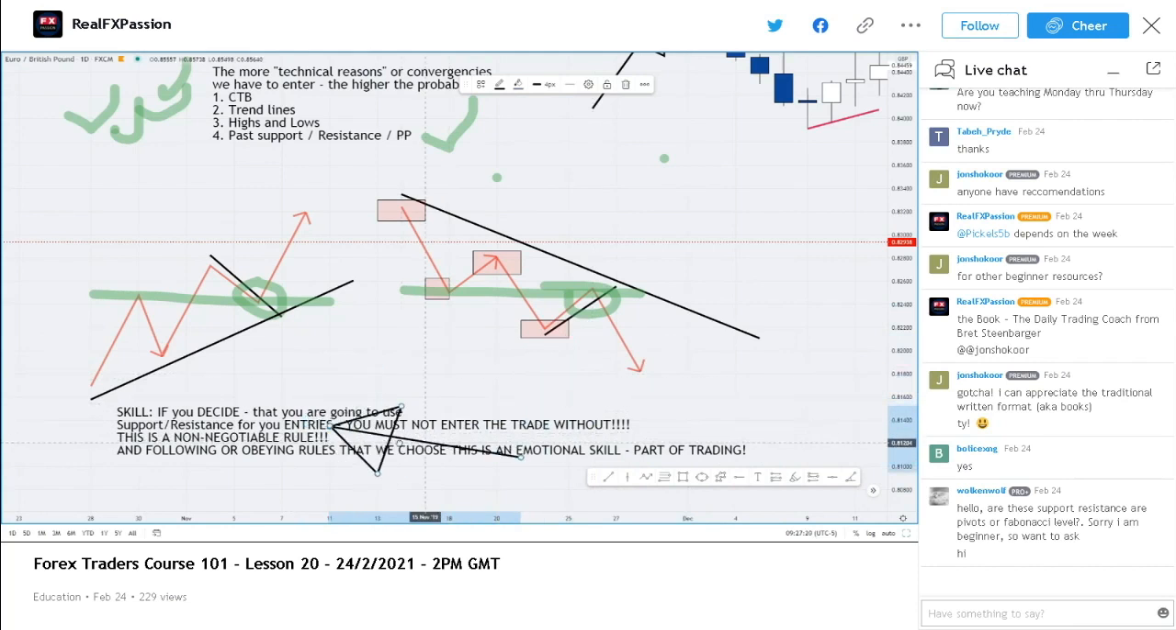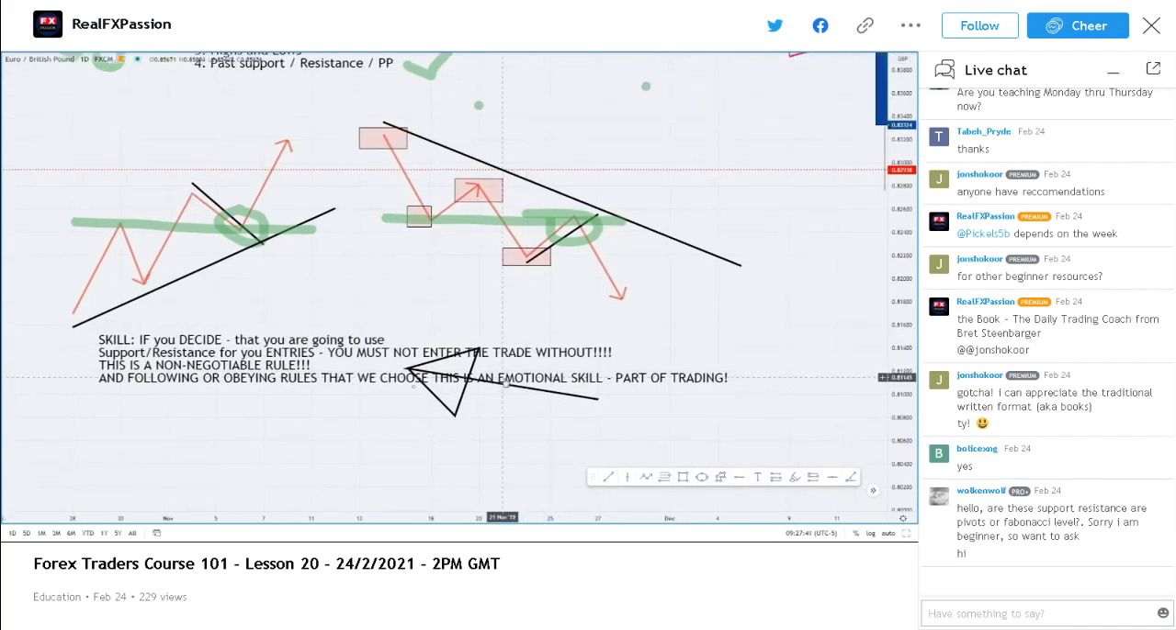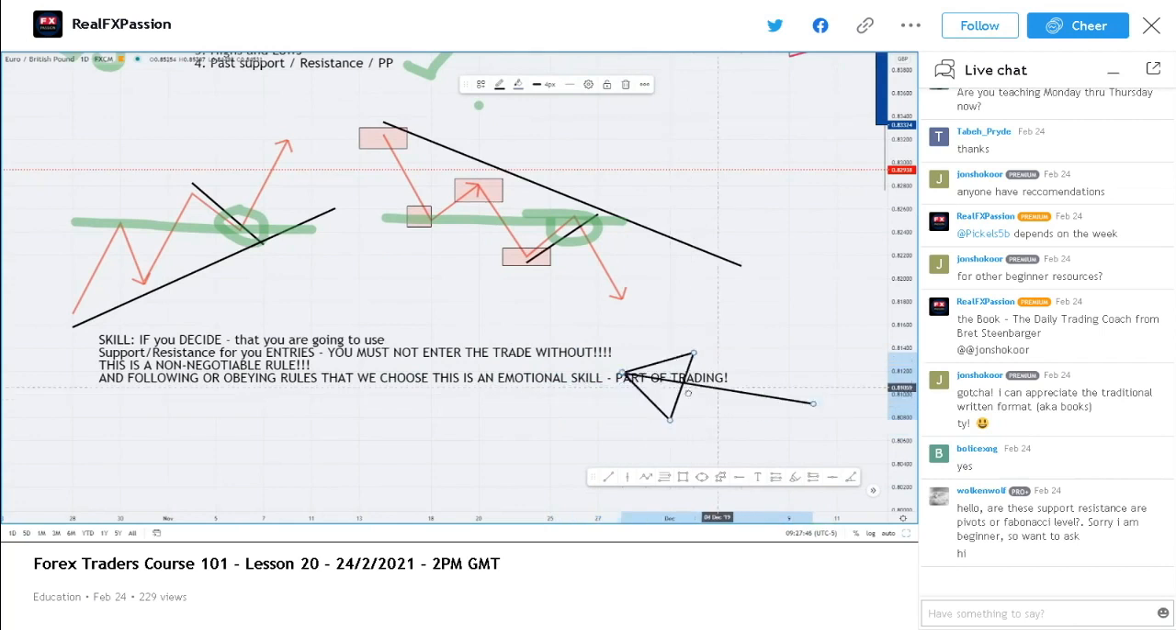It's a non-negotiable. I cannot say, everybody, this would be wrong: oh yes, I'm going to enter with past resistance, and next time, oh, I'm going to enter without past resistance. So I'm not following the rules. And following or obeying the rules that we choose, that I am choosing as a beginner trader, this is an emotional skill, and it's part of trading.